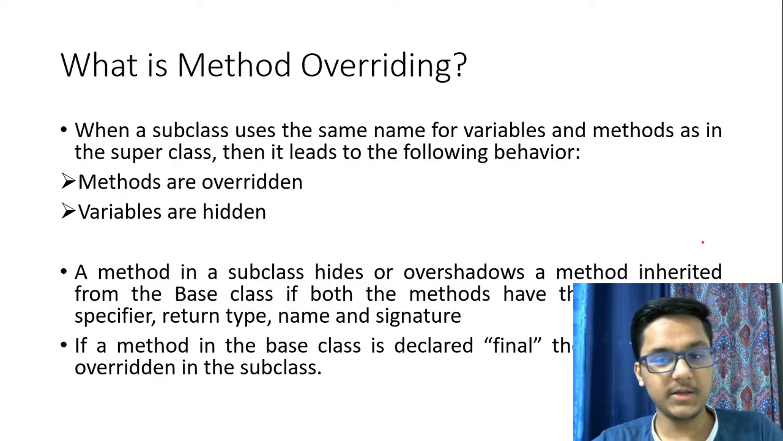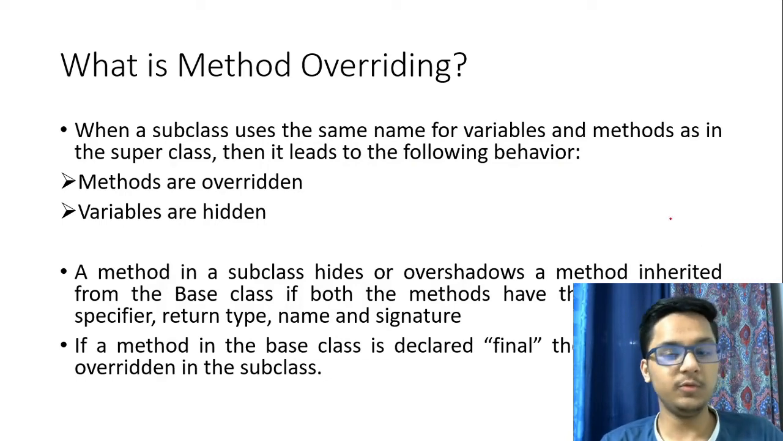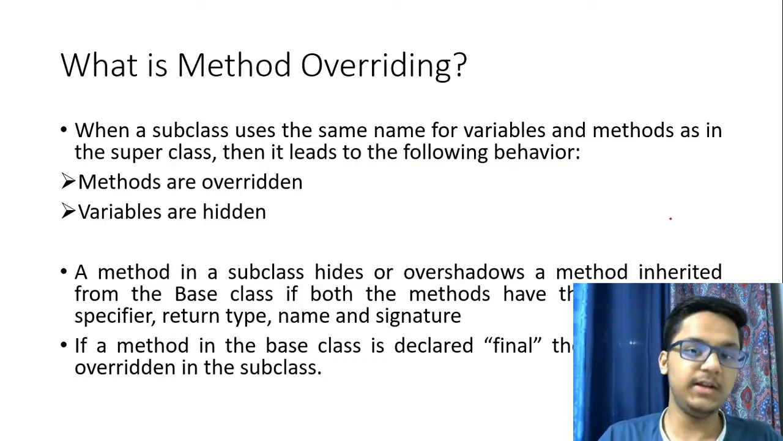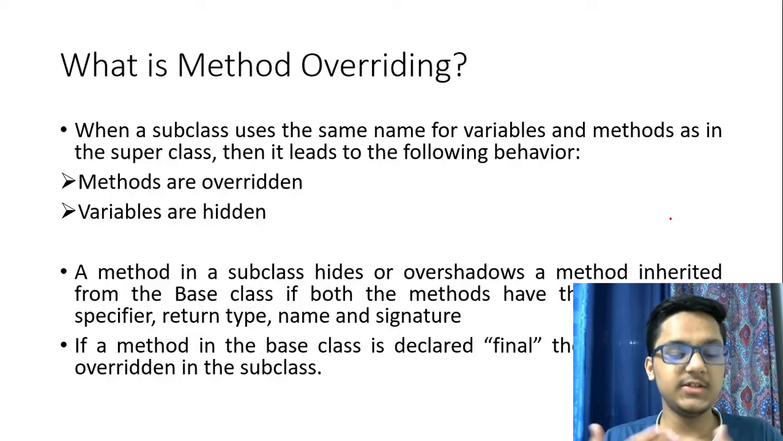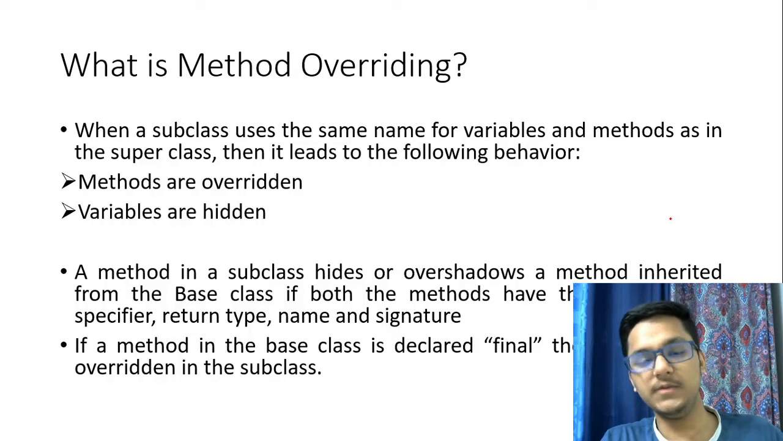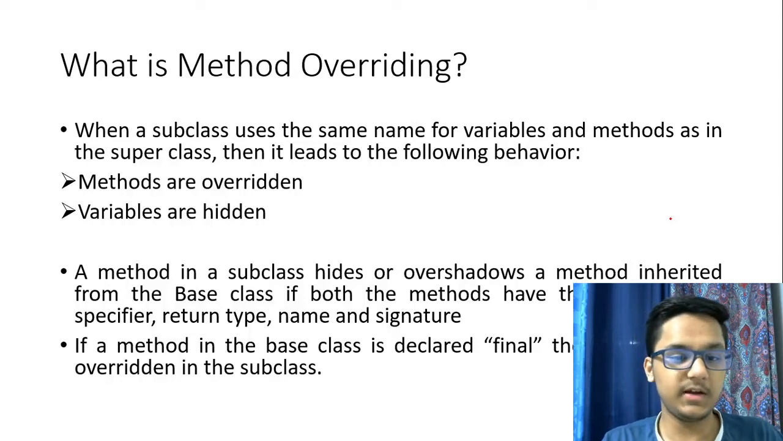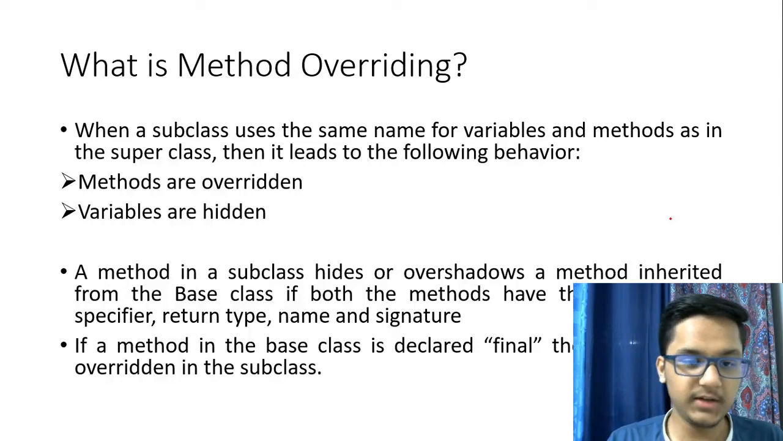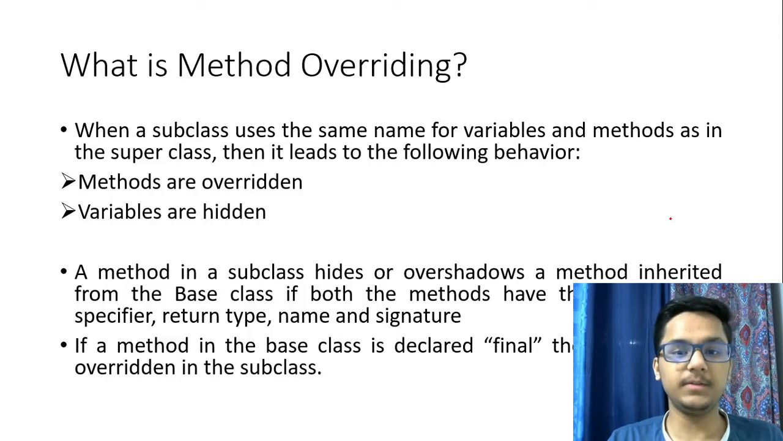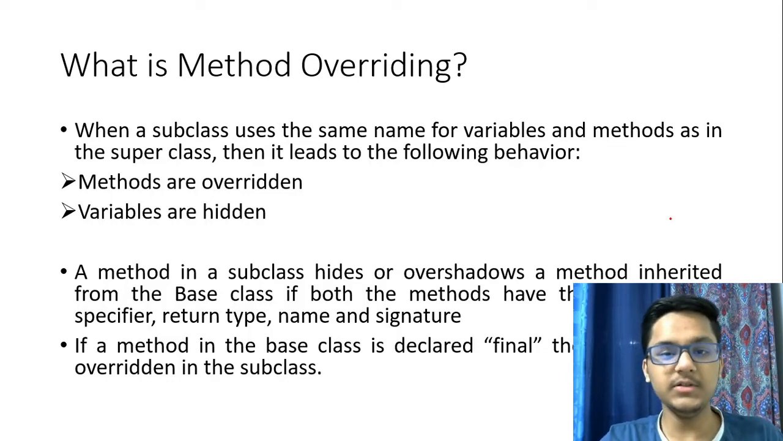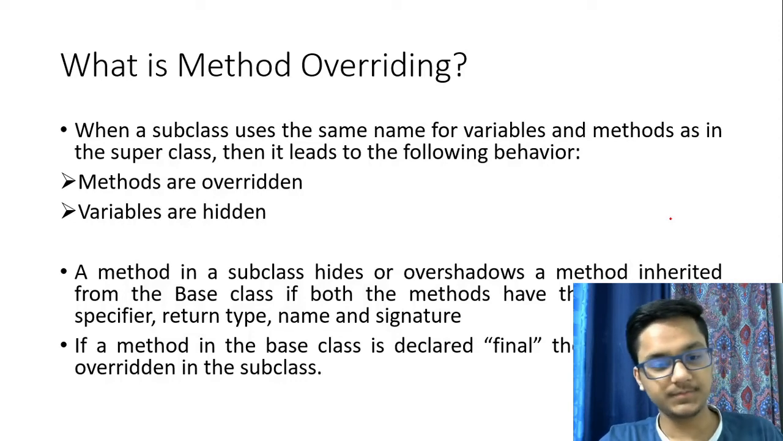Now, overriding, as I mentioned, happens when there are two or more variables or methods of the same name in the child class and the parent class. When there are two or more functions of the same name in the child and the parent class, the methods are overridden and the variables will be hidden. So you cannot access those variables, and to access them, you need to use the super keyword.